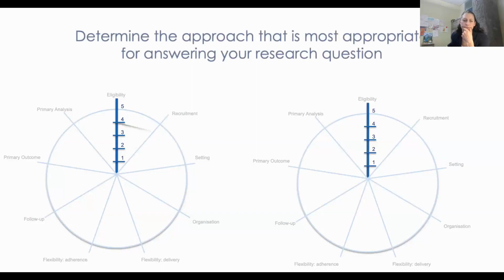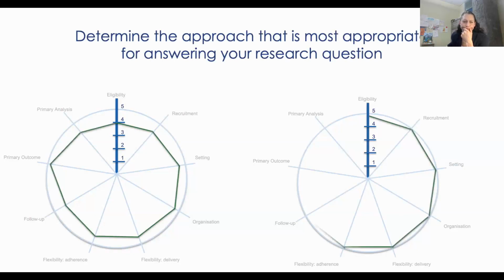What's really important is to make sure that the approach that you select is the most appropriate for answering your question. There aren't any bonus points for going farther out on the wheel, right? It's not like when reviewers or anyone looks at your trial proposal, you get extra points for being more pragmatic than somebody else. It's really about what is your question and how do you answer that question using a pragmatic approach that best fits the question.